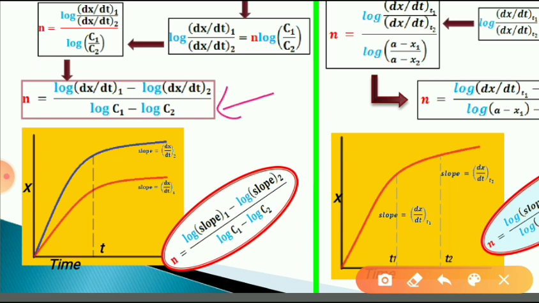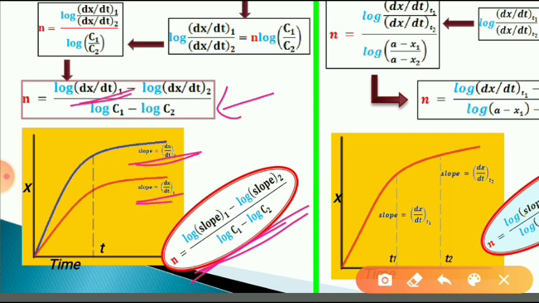That is, n equal to log of dx upon dt1 minus log of dx upon dt2, divided by log c1 minus log c2, in the form of a slope. So we get n equal to log slope 1 minus log slope 2 divided by log c1 minus log c2. Just we have replaced this value, dx upon dt, by the slopes.